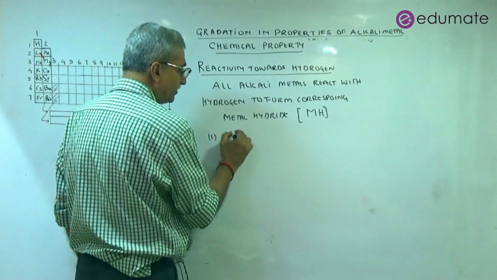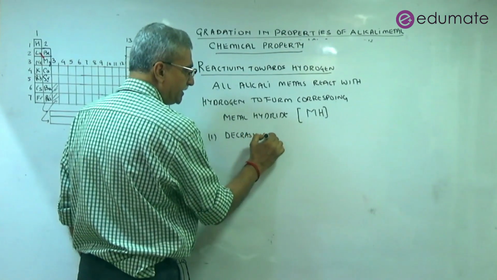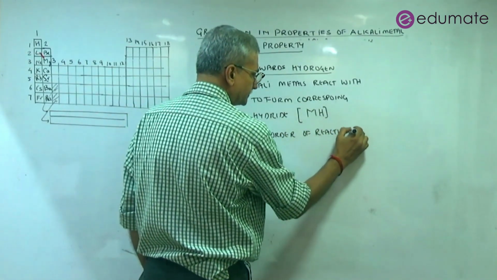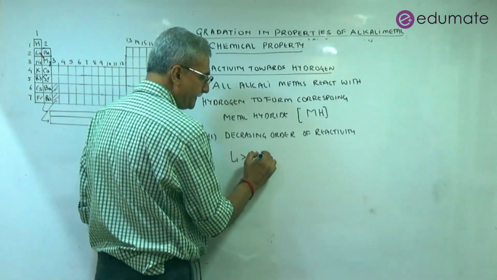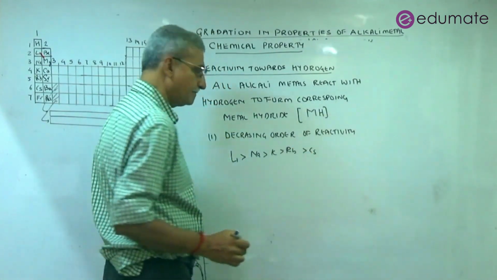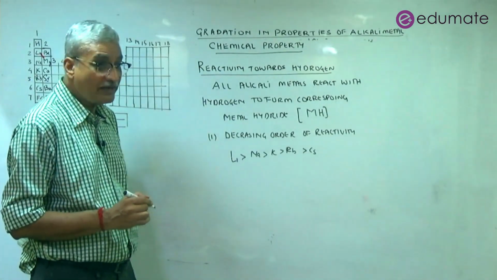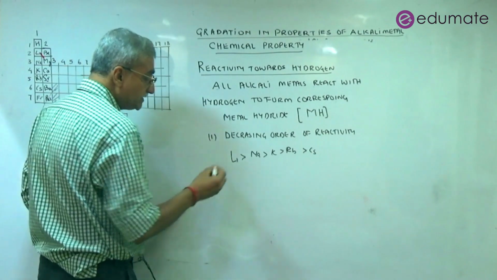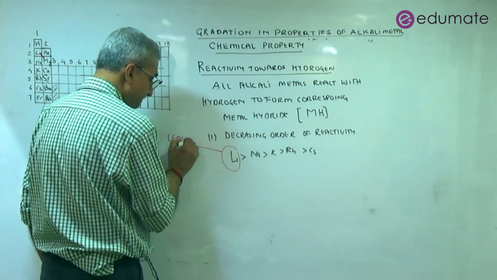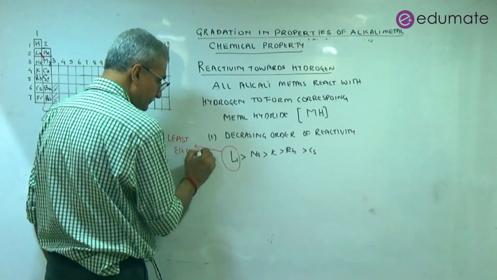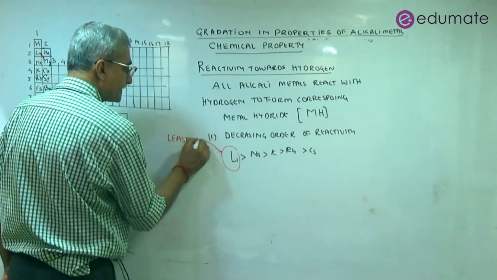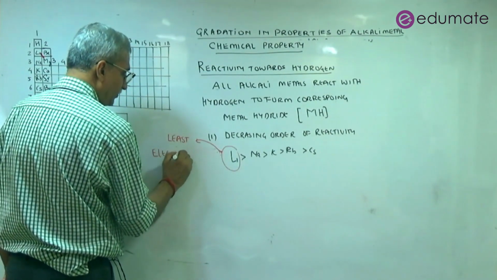But if you look at the reactivity, there are two aspects to that. When you look at the decreasing order of reactivity, lithium reacts faster, lithium is greater than sodium, greater than potassium, greater than cesium. So why is this so? Why is lithium more reactive? Lithium is most reactive because it is least electropositive.